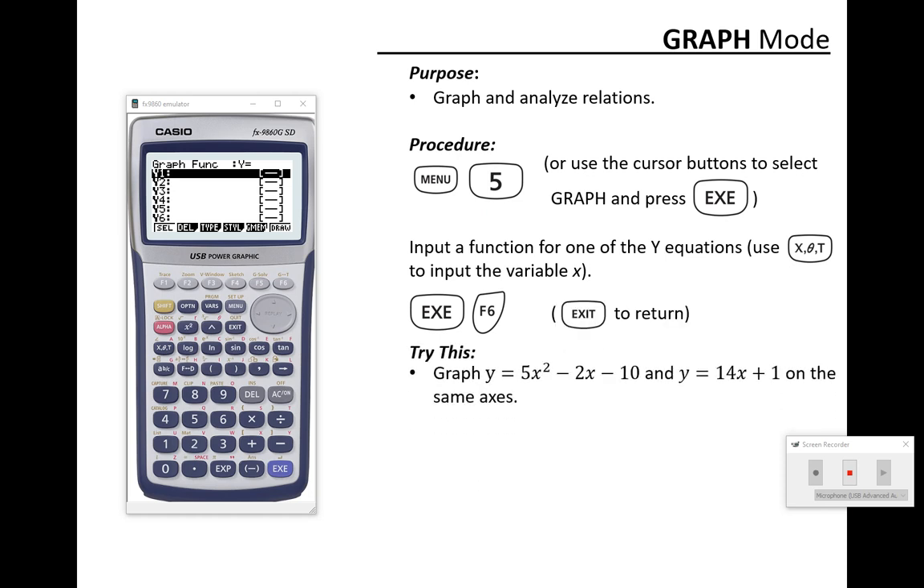For instance, Y equals 5x squared minus 2x minus 10. And in the second function, I'm going to put Y equals 14x plus 1. Enter, so I've entered both those functions in there. And then it says use gsolve. Okay, this is me separating from the PowerPoint for a second to tell you the things that you really need to know about this. When I hit draw, this thing might zoom where I don't want it to zoom.